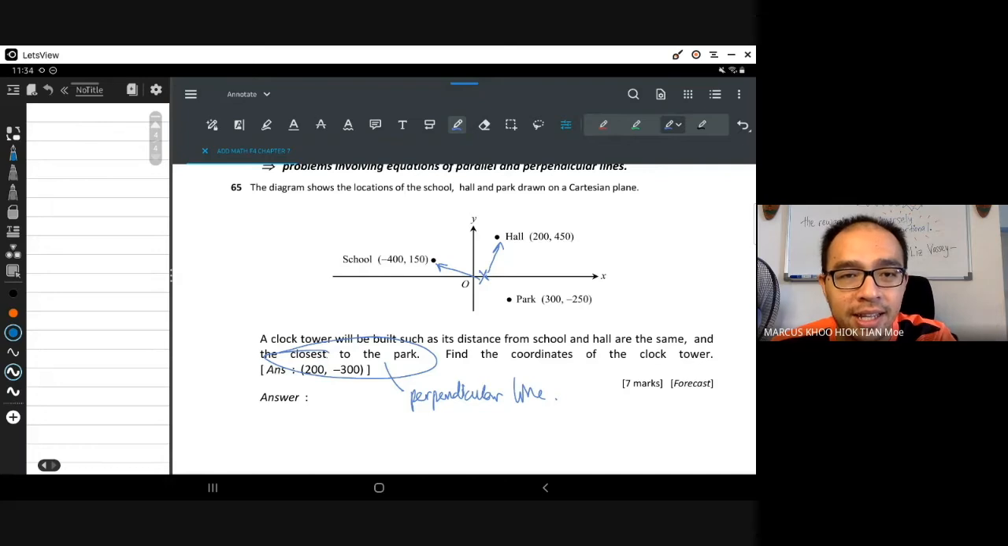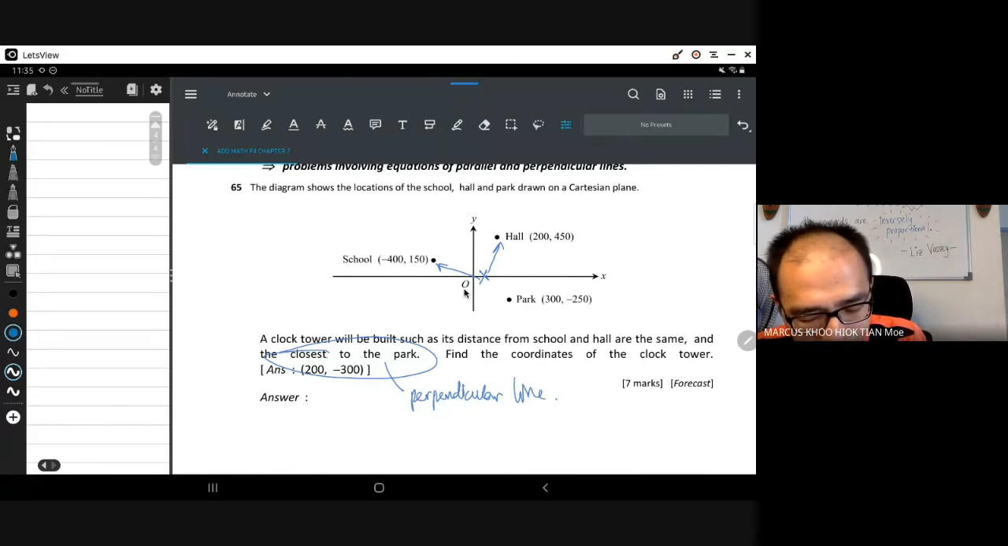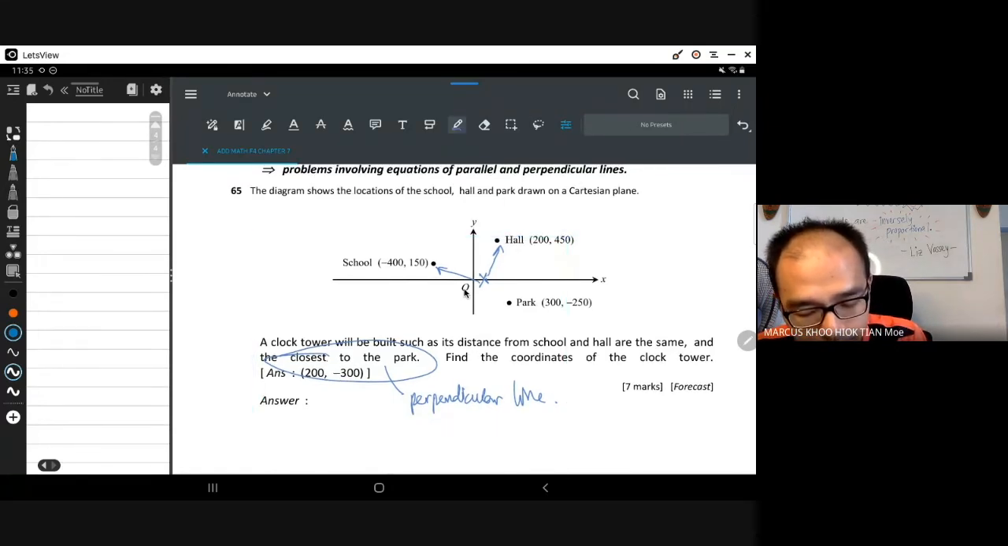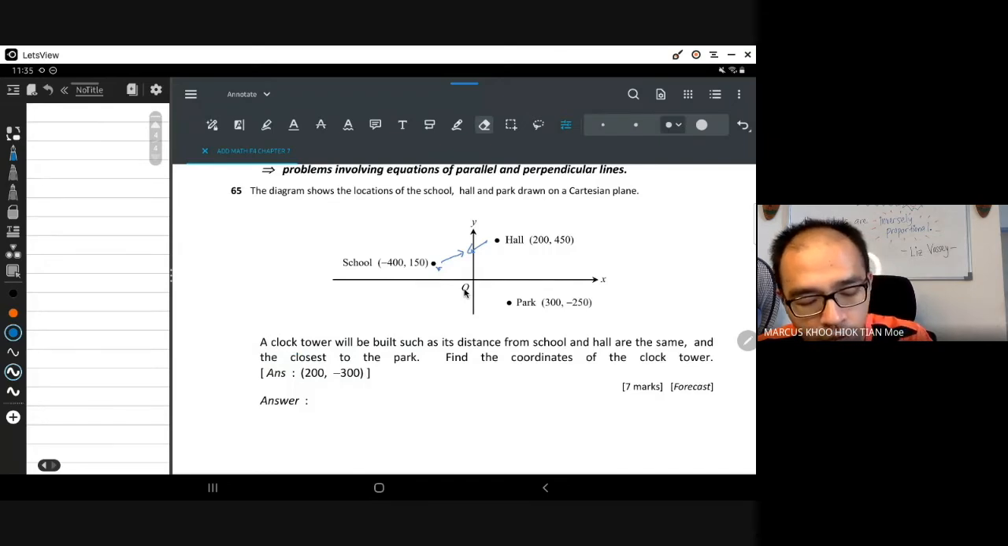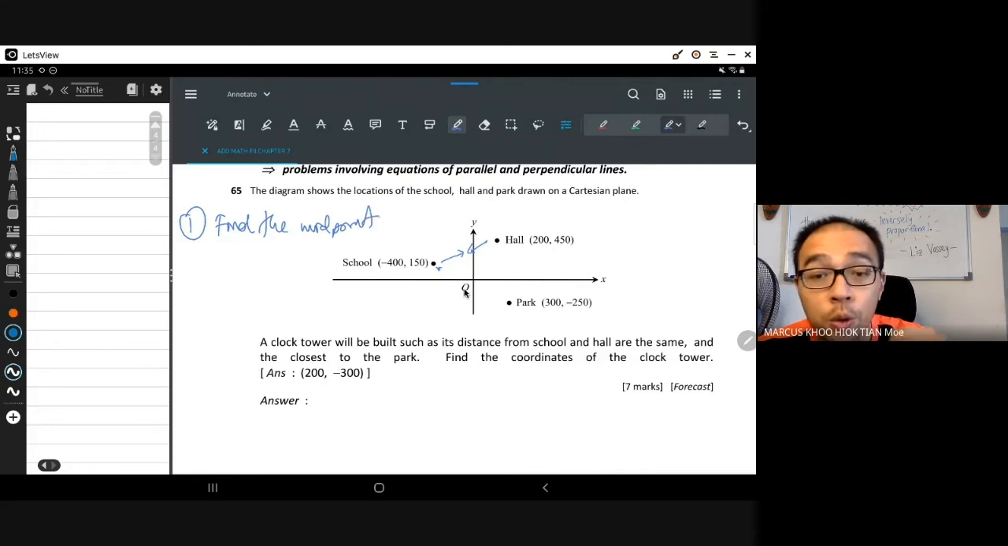Okay. I think I know where we're going. All right, let's consider this. The first thing is, we know that wherever this clock tower is, it always lies somewhere in between the school and the hall. And as I said earlier, I think we can start with the midpoint first. So the first step will be to find the midpoint between the school and the hall.